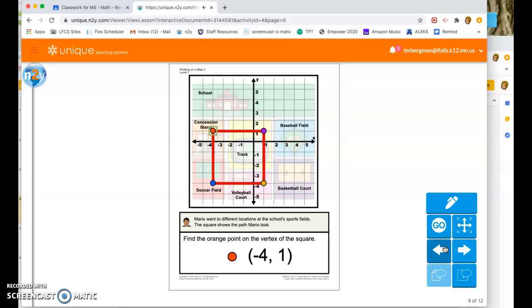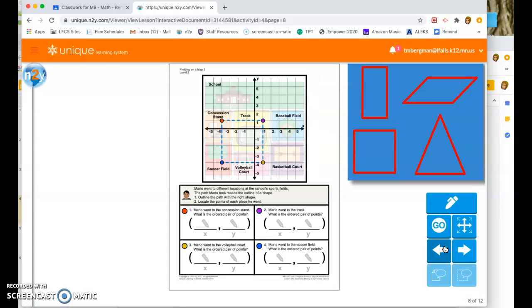So yours might look like this. Yours might also look like this. So he went to different locations. The path he took makes the outline of a shape. You can see the outline. Okay. So we're going to locate each point. So on the orange, what is the ordered pair? So orange, remember, do this first, -4 and then 1. And then when you're finished, make sure that you're dragging the shape over so that it matches as well.